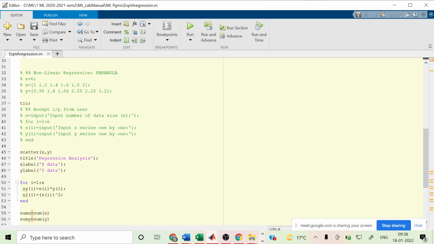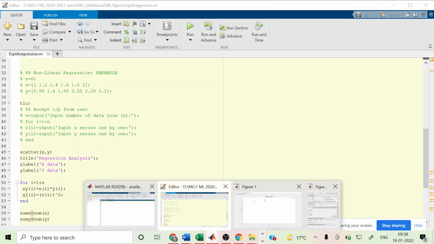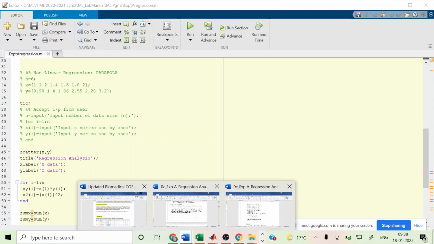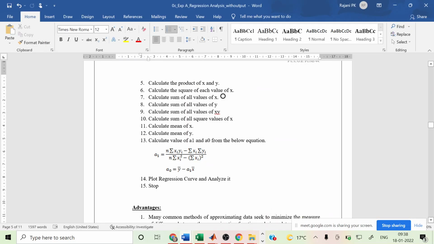Then after that, what you can do directly is get the sum of all x, the sum of all y, the sum of x into y, correct, and calculate the sum of all squares of x. So now we are doing that only.